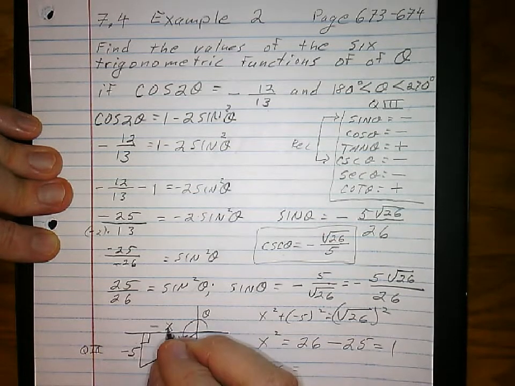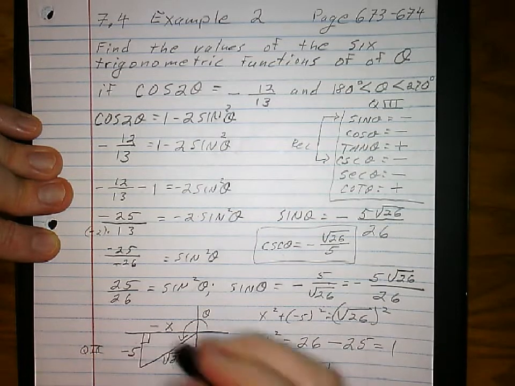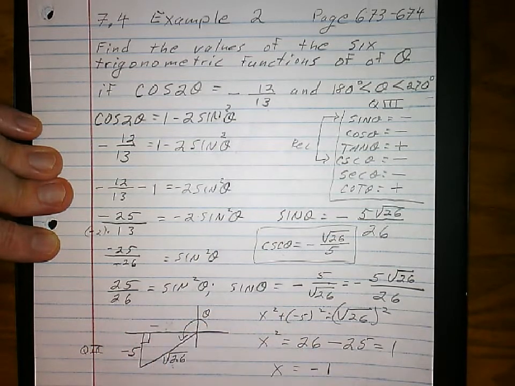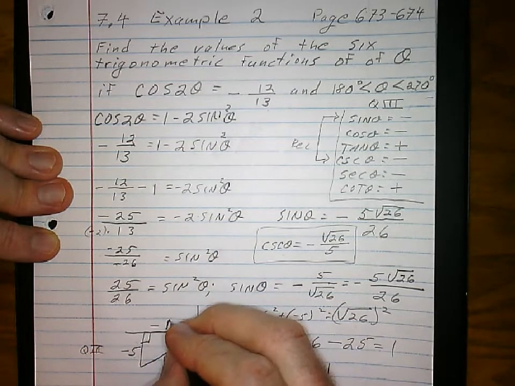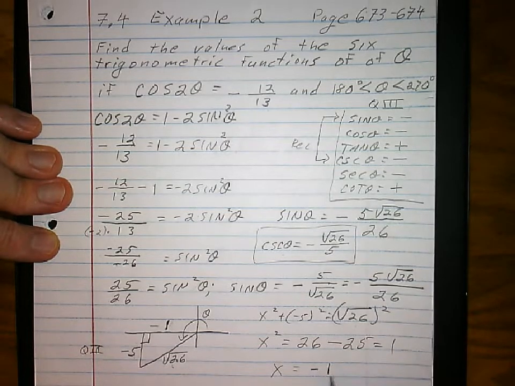Which one am I going to take? I'm in quadrant 3. I'm going to take negative 1. I found this side of my triangle that I sketched in quadrant 3. So check it out, right? Negative 1 squared plus negative 5 squared would be square root of 26 squared. The math works. Pythagorean theorem works.